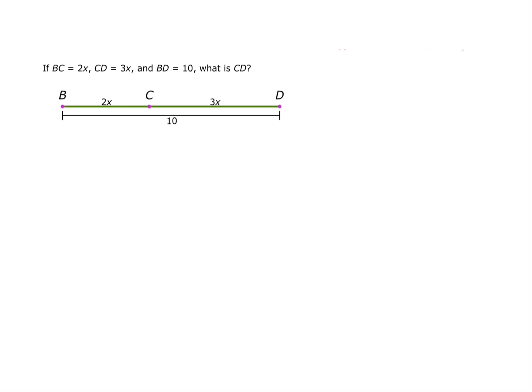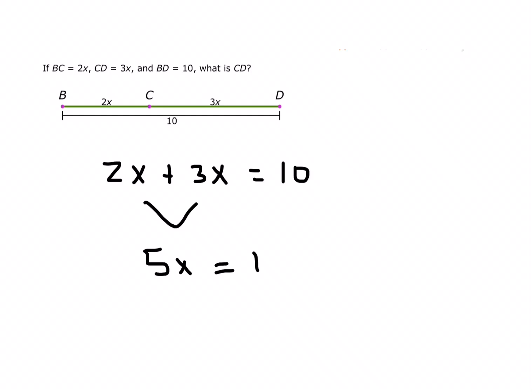Here we go. Same example. We have 2x. This is 2x and this is 3x. The whole thing is 10. We got to set it up. So we're going to say that 2x plus 3x is equal to 10. Combine our like terms. 2x plus 3x gives us 5x. Divide by 5. Divide by 5. X is equal to 2.